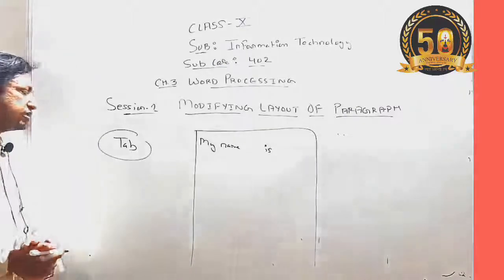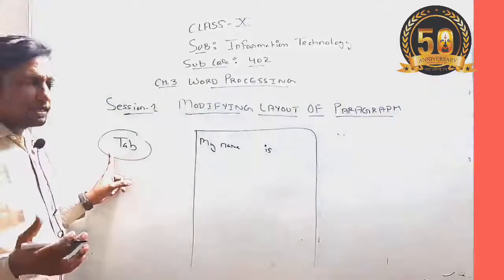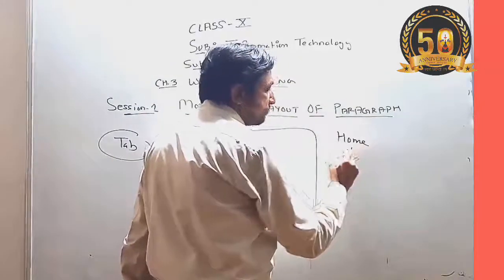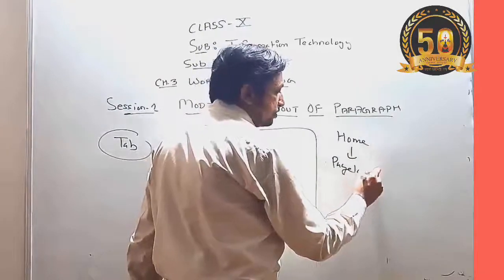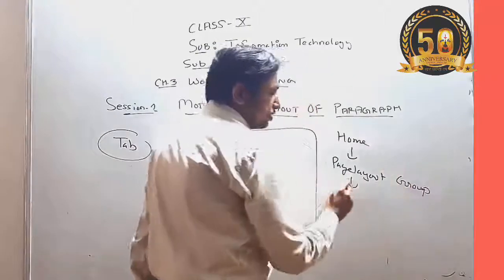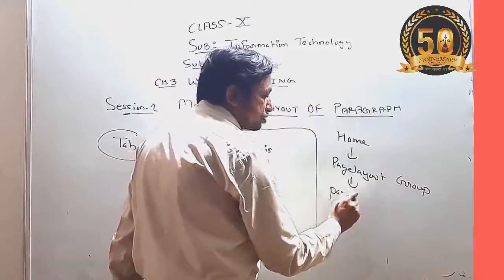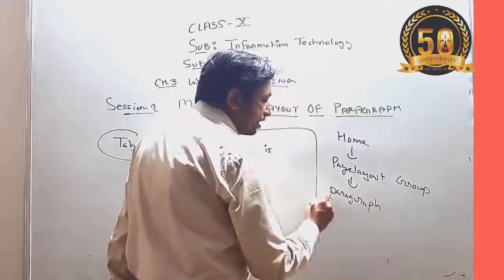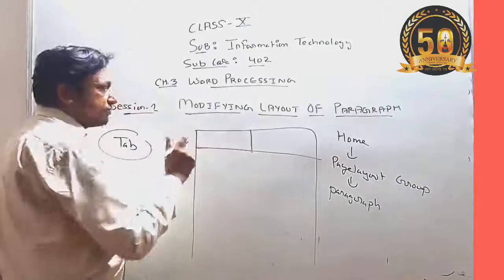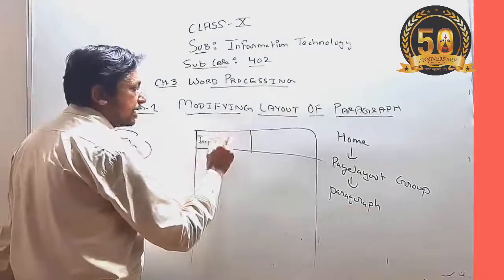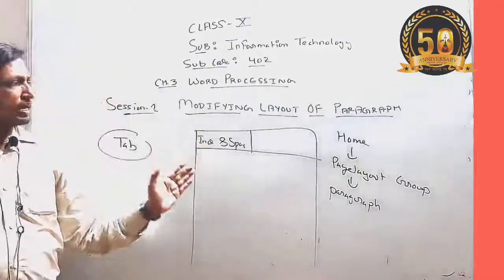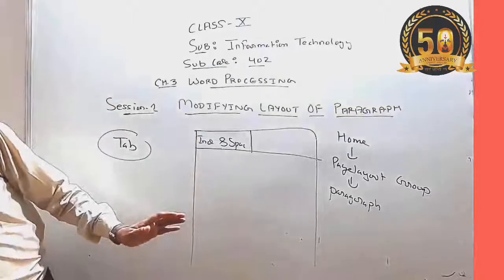So if you want to increase or decrease the space with the help of the tab key, you can go to the Home tab. From the Home tab, go to the Page Layout option. From the Page Layout group, you have to select the Paragraph option. When you select the Paragraph option, a dialog box will appear that contains two tabs. The first one is Indentation and Spacing, and the second is Lines and Page Breaks.